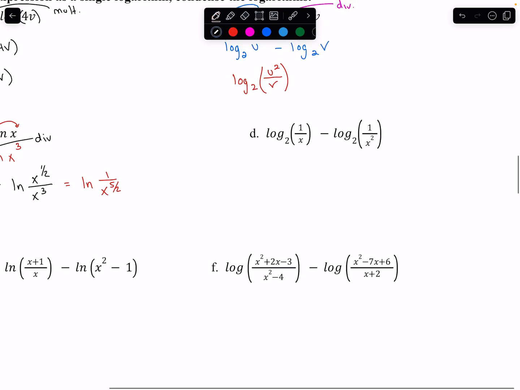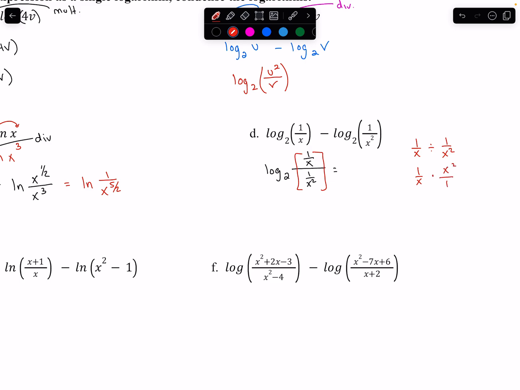Next one. We have some subtraction going on. So I'm going to have log base 2 1 over x over 1 over x squared. So we have a complex fraction here. We can divide this, and remember, I'm just going to branch off on the side here. This is really 1 over x divided by 1 over x squared, or 1 over x times x squared over 1, which just simplifies to x. So really this is just log base 2 of x.